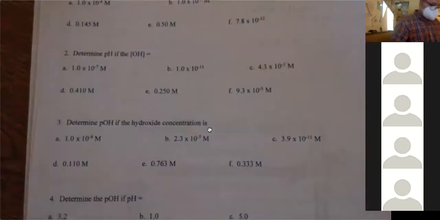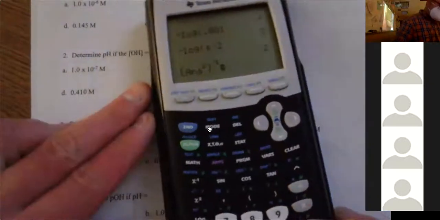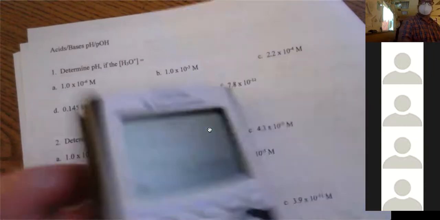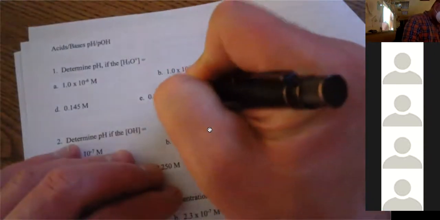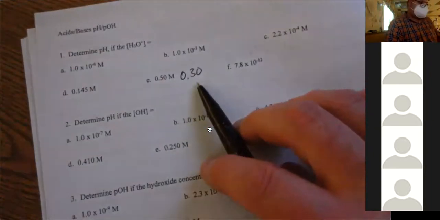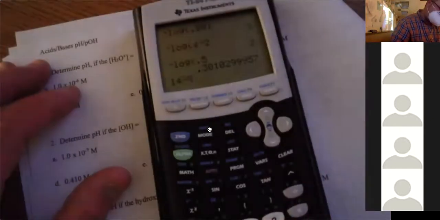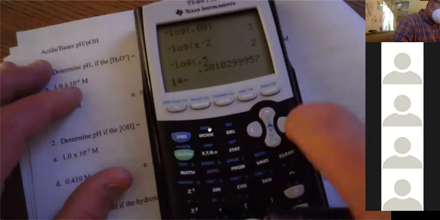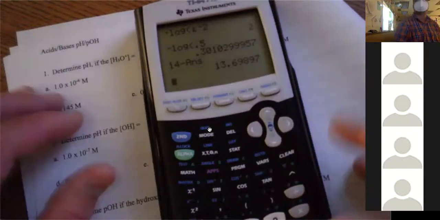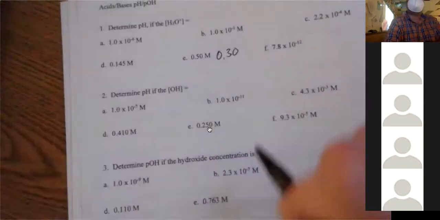In order to do that, we have a calculator. We hit negative log, and then let's do 0.5, I'm going to do E. Negative log 0.5 gives me a pH of 0.30. What if I wanted to find the pOH of this? Then I could take 14 minus that answer. The pOH would be 13.70. And you can go all the way around that box for those.